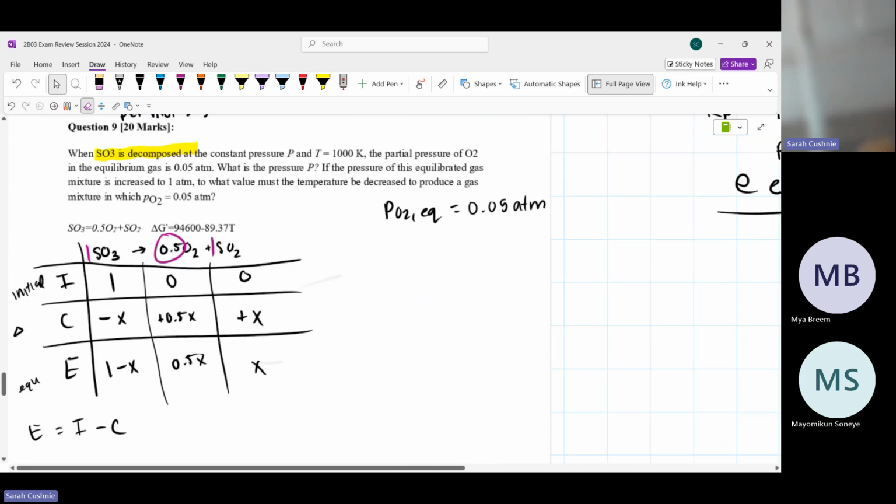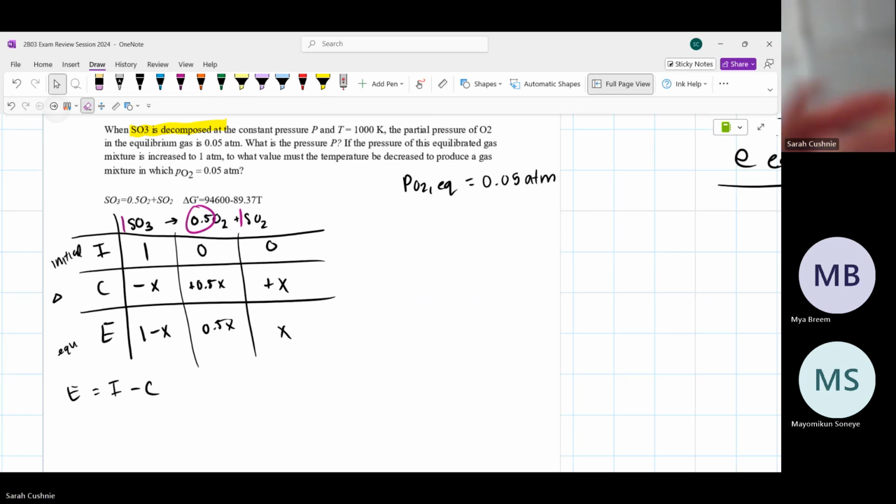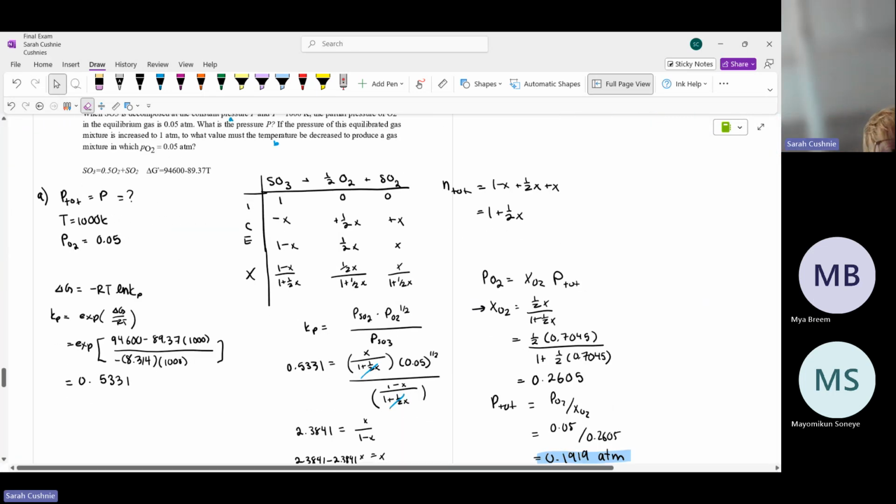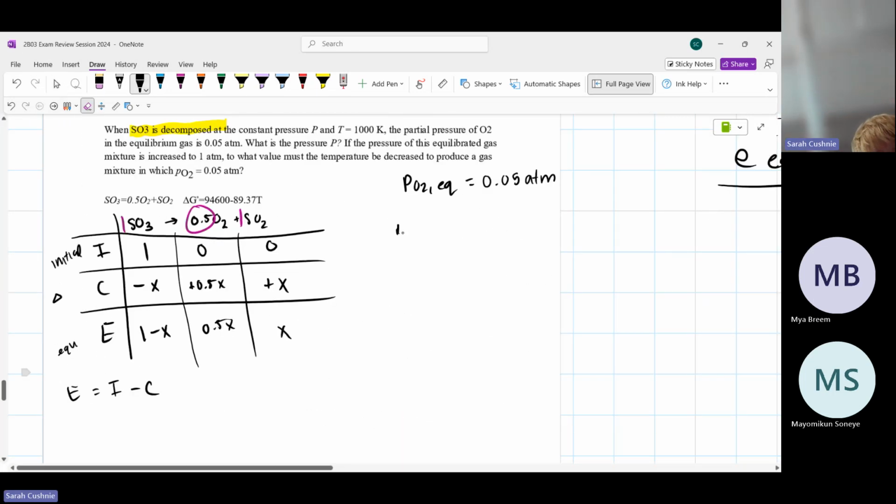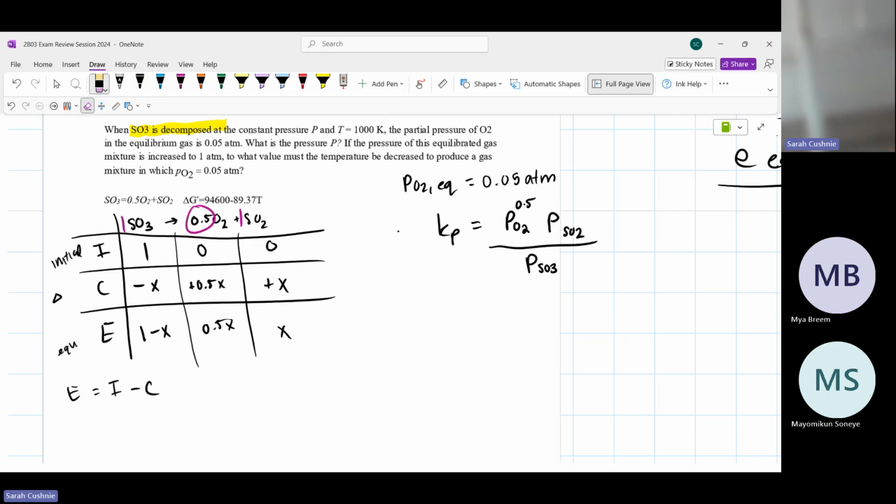So let's calculate that for our situation. We know that Kp in this situation is going to be the partial pressure of the products, so the partial pressure of O2 to the 0.5 times the partial pressure of SO2 to the 1, which I'm just going to leave out, all over the partial pressure of SO3. So we know the partial pressure of O2.